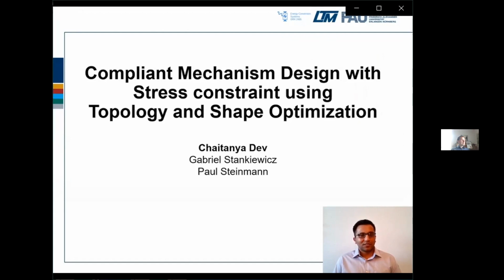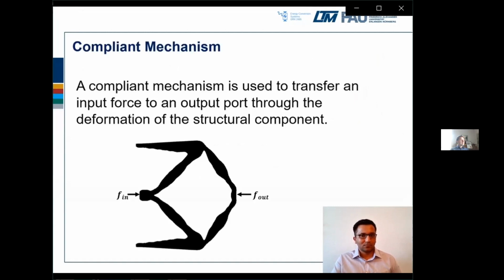Welcome to my presentation on compliant mechanism design with stress constraint using topology and shape optimization. My name is Chaitanya Dev. I am a PhD student at University of Erlangen, Nuremberg. What is a compliant mechanism? A compliant mechanism is used to transfer an input force to an output port through the deformation of structural component.